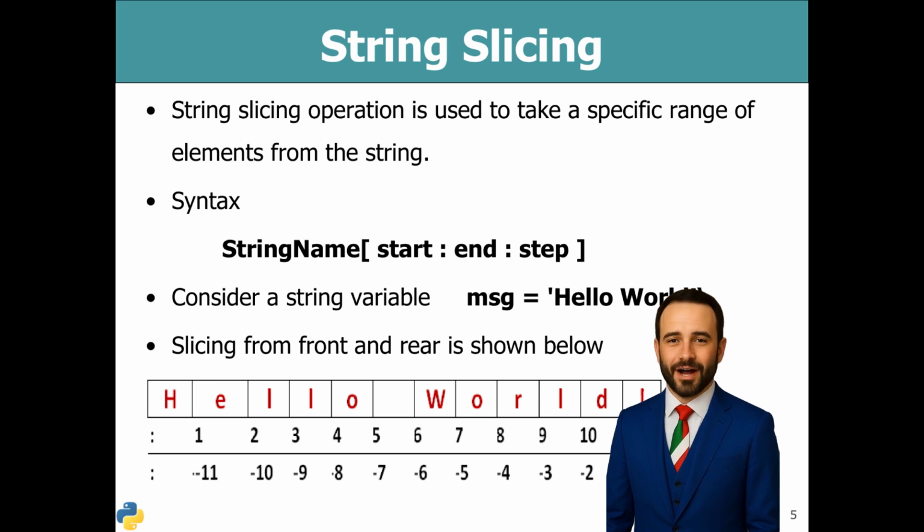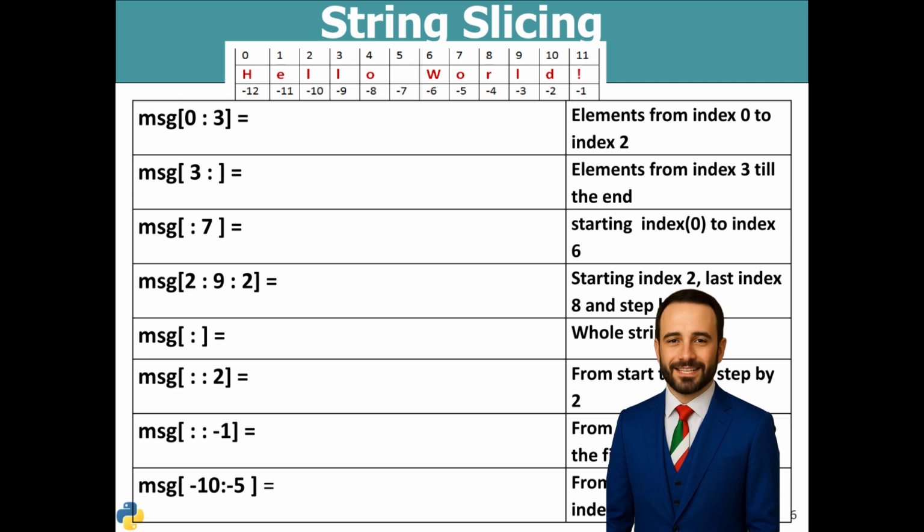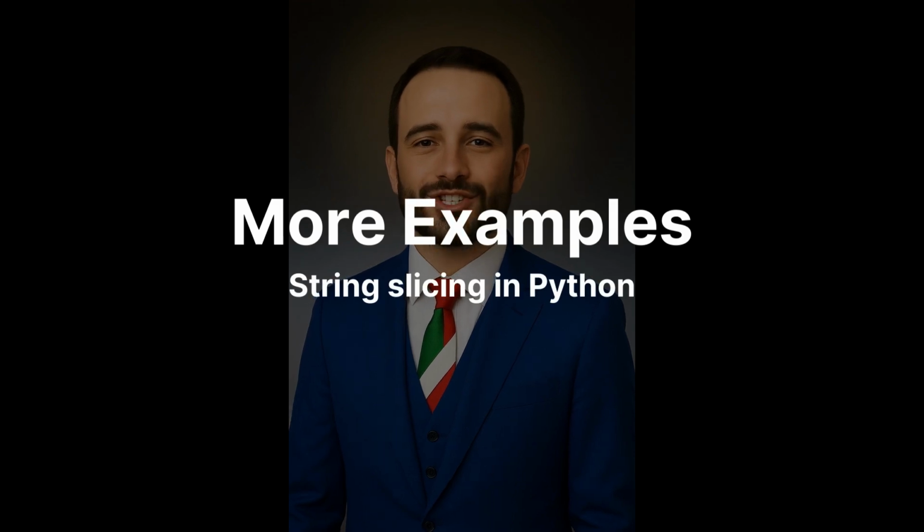String slicing extracts a range of elements using string name, start, end, step. Using hello world, slicing from front and rear selects string portions. Message[0:3] extracts hell and message[-5:] yields o world. Other examples: message[:5] for hello, message[::2] for hlowrd, and message[::-1] to reverse the string.